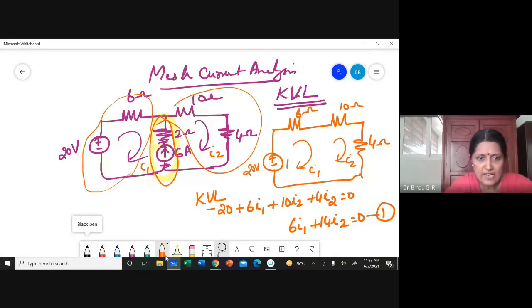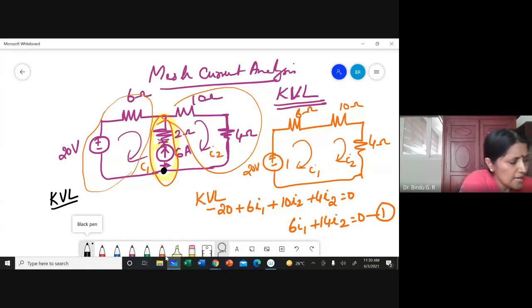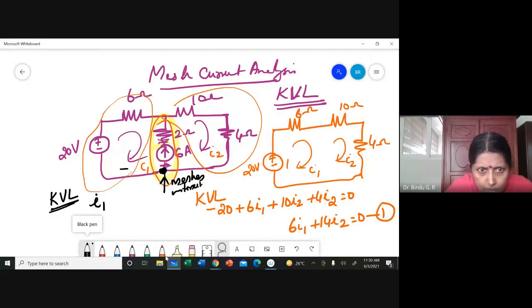Then I apply KCL also. Where do I apply KCL? I apply KCL to this node where the meshes intersect. Yeah, time is over. I'll just take one or two minutes more. So there I can see that I1 is a current going out of the node, I2 is coming in, 6 ampere is also going out. So I1 plus 6 is equal to I2, equation number 2.